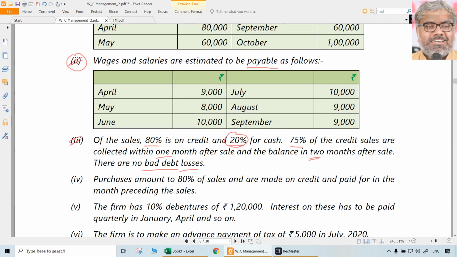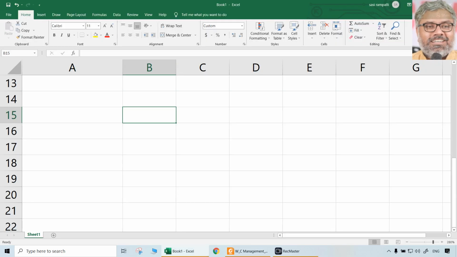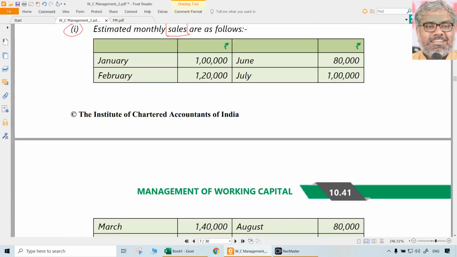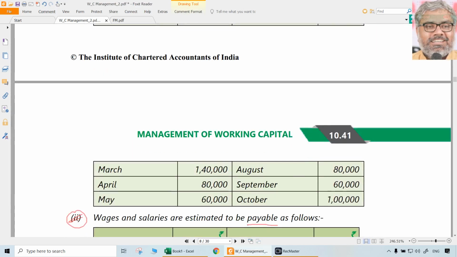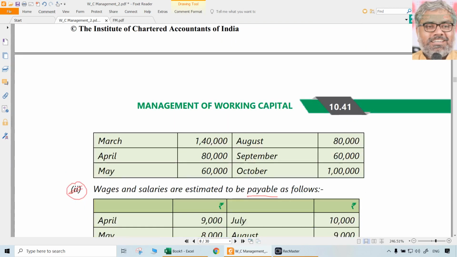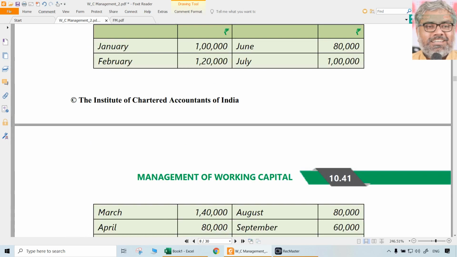Of course, 80% of the sales of any month are credit sales. For any month sales, 80% are credit sales. That is first thing. And out of the credit sales, 75% of the credit sales are collected within 1 month. That means next month. And the balance in 2 months, that is after the next month. And there are no bad debt losses. So that is the first terms have to be very, very clearly understood. Of course, for that purpose, let us start with sales. So collection of April, let us say, will have March sales collection also. It will have February sales collection also.